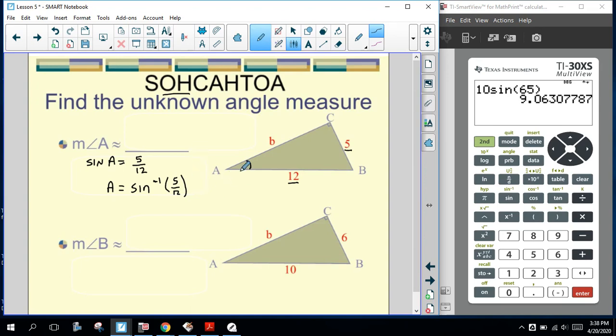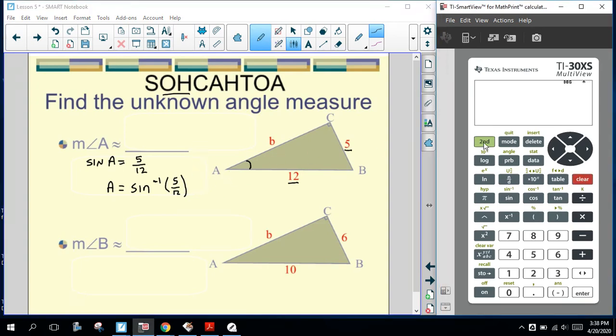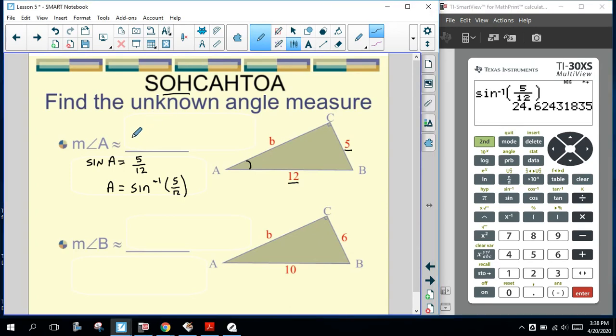So that's what I plug in the calculator. Remember to get the sine inverse or any inverse, use the second function key. The second function, sine inverse of 5. I can make this into a fraction, 5/12. Get out of my fraction, close my parentheses, and the angle measure we're looking at is approximately, I'm just going to go to the 10th, approximately 24.6 degrees. All right.